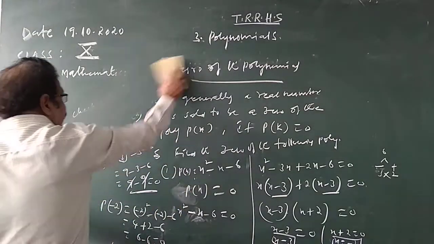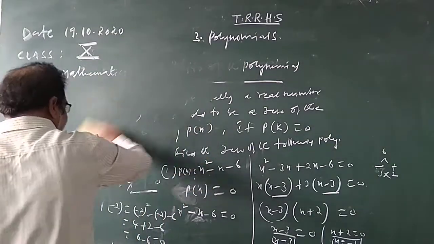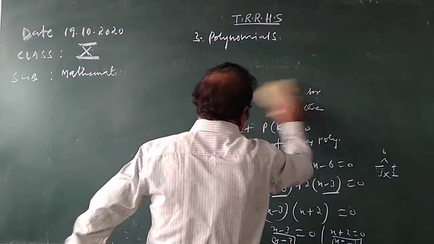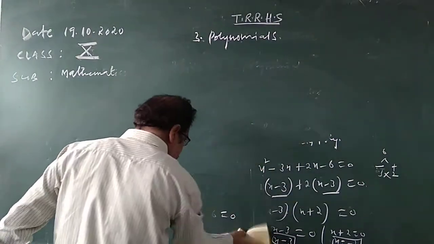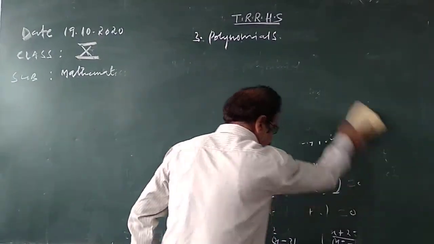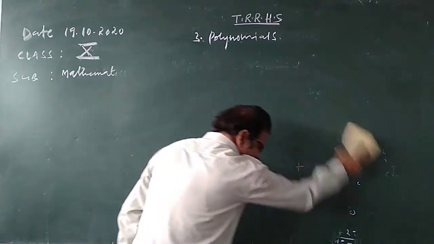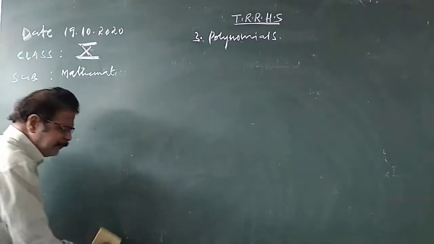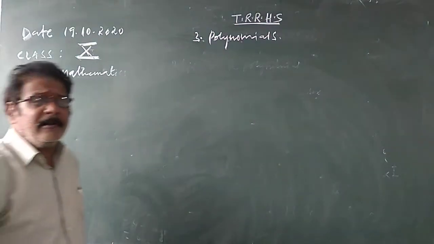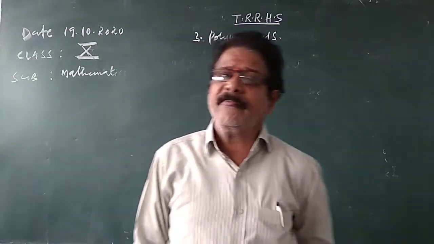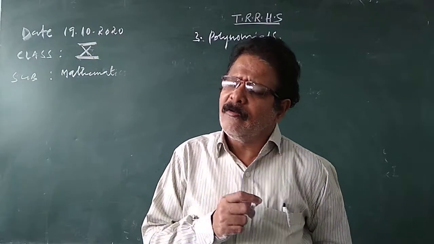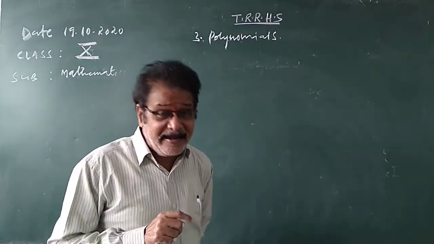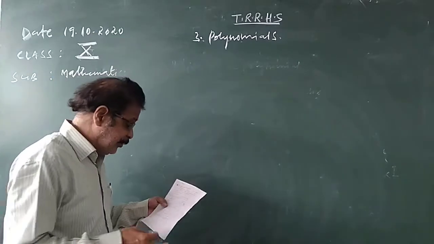Now I go for the next topic in this class, graphical representation. How to draw the graph of a linear polynomial? Linear means what? Linear polynomial means the polynomial of first degree. What is the general form of the linear polynomial? ax plus b, where a is not equal to 0.